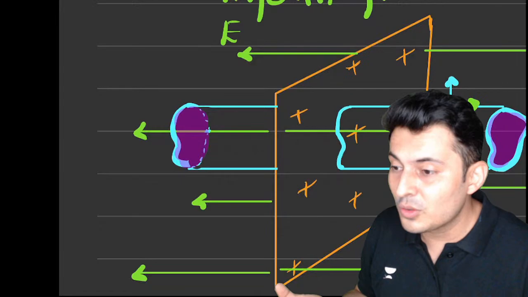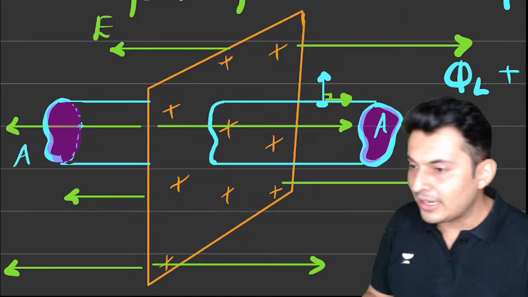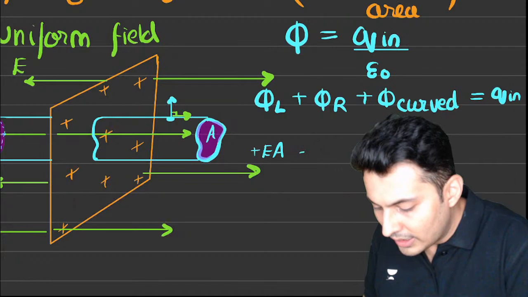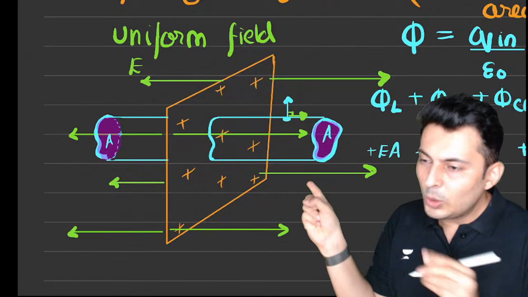What if I assume this particular area to be A, and this area also to be A? So what will be the flux on the left? It will be plus EA, and on the right also it will be plus EA. Left also, right also, both E into A. The field is uniform, so there is no need for integration. E into A, positive, positive.